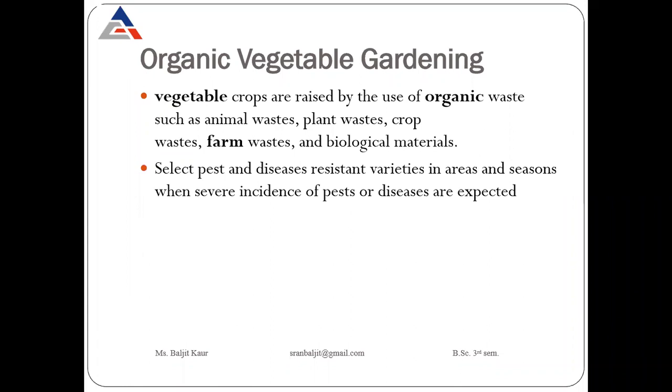So when we are growing organic gardens, we have to select the varieties which are resistant to insect and pest attack, which are resistant to diseases, and we have to grow those varieties which can escape the incidence of pest or diseases, right? Organic vegetable farming means growing of vegetable crops without any fertilizers or any sprays or any chemicals or pesticides, right? And organic manures are used to grow these organic vegetable gardens, right?